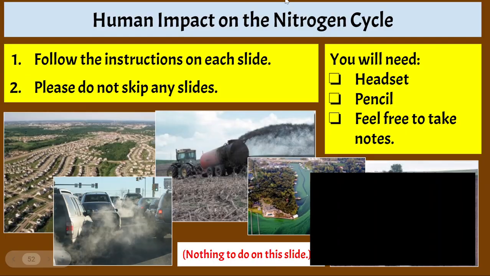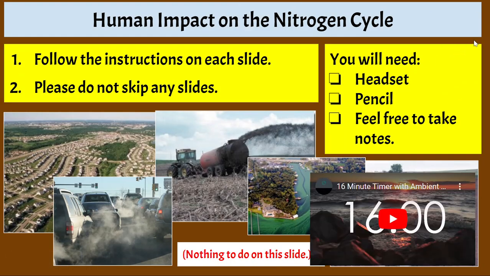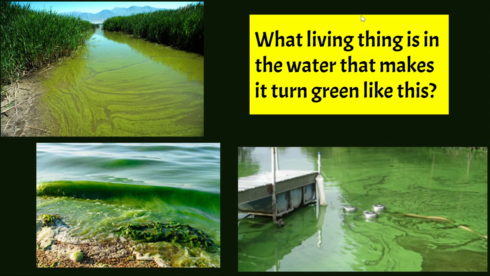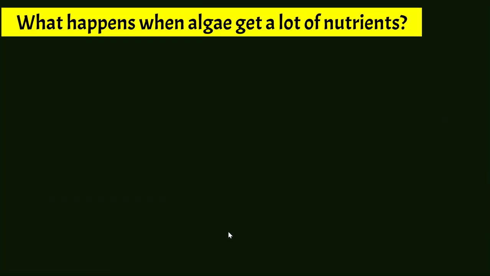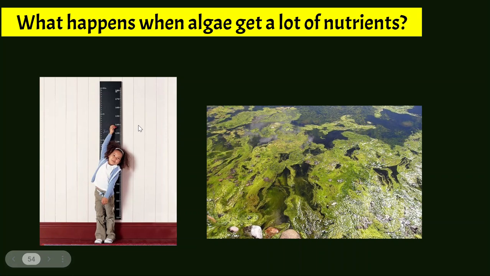Okay, so hopefully you're all done with your independent work. And this was one of your first questions. What living thing is in the water that makes it turn green like this? It is algae that's making it turn green like that. Then, what happens when algae gets a lot of nutrients? Well, it grows and grows and grows. It gets really happy and grows.